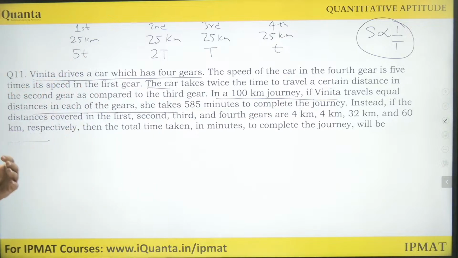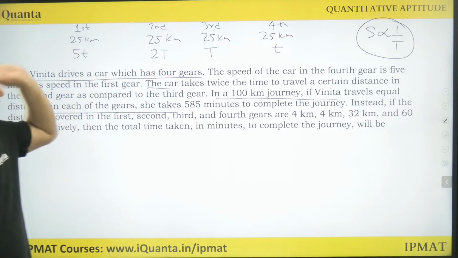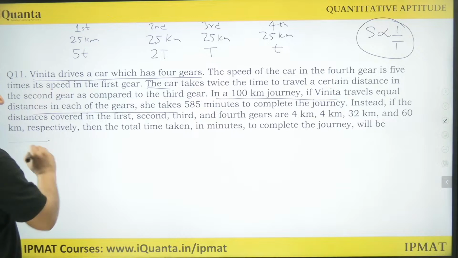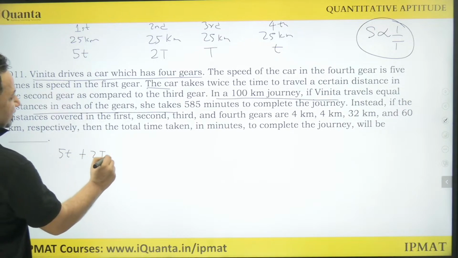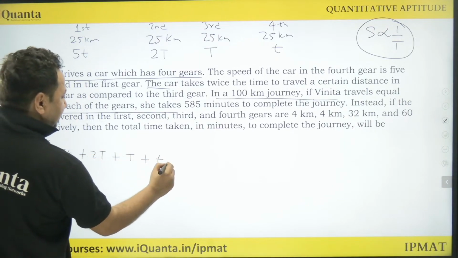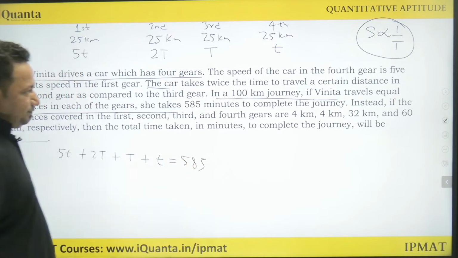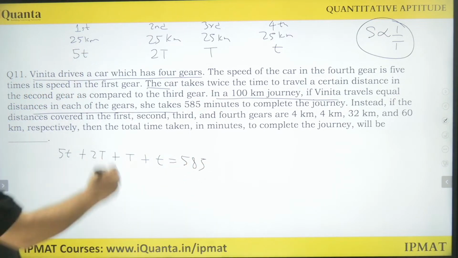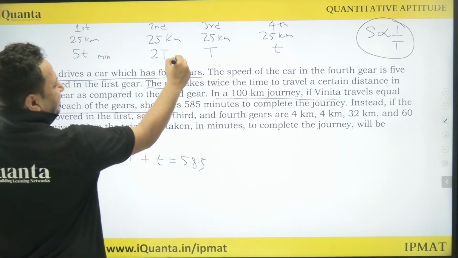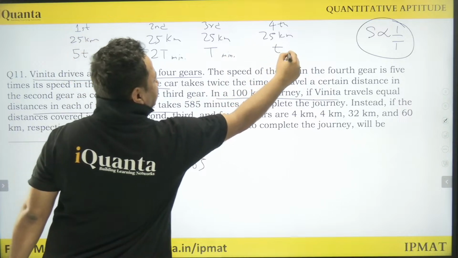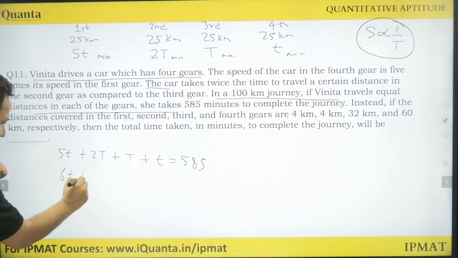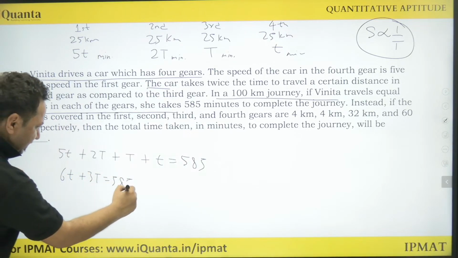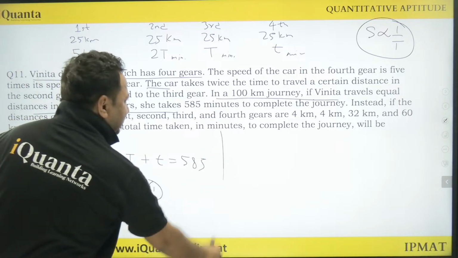So the time taken in the first gear for traveling 25 kilometers is 5 small t. For second gear, same distance, 2 capital T. So now the sum of this whole is how much? 5 small t plus 2 capital T plus capital T plus small t. This is equal to 585 minutes. I'm assuming everything in minutes because in the question we have minutes. I think no problem there. Which comes up to be how much? This becomes 6 small t plus 3 times capital T is 585. Let this be equation number 1. This might help us in the second case.